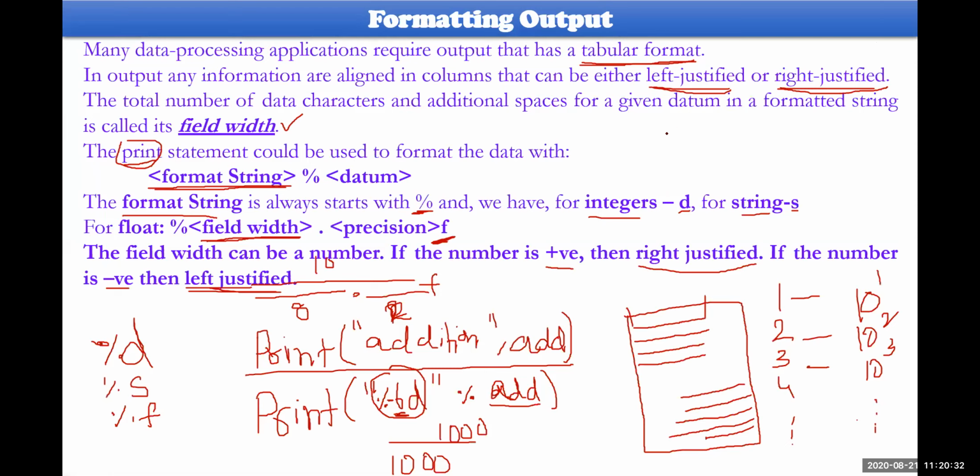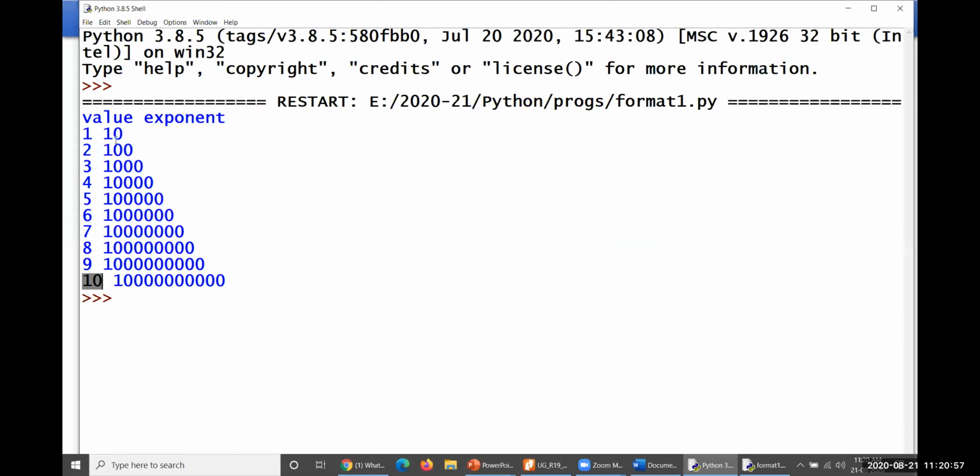For example, for 1, the exponent value is 10. For 2, the exponent value is this one. This is the way you have to display. 100 will be displayed like this. 3 and 1000 will be displayed something like this, because this is the place holding system: ones, tens, hundreds, thousands, and so on. That is the place holding system. But you could see here, it is not in a proper way. How many characters are there here? 1, 2, 3, 4, 5, 6, 7, 8, 9, 10, 11. Okay, 11 characters are there.